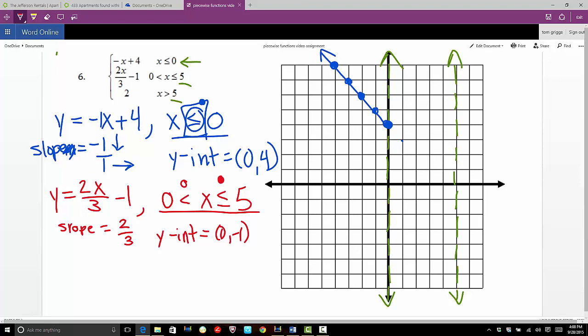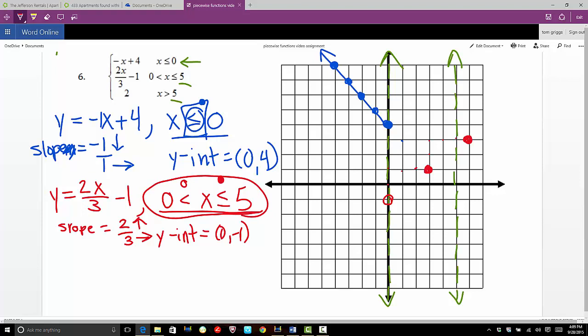So let's graph this line. A lot of times, if you just graph the whole line and then erase afterward, that's easier for some people. So I'm going to start at (0, negative 1), and I'm going to go up 2, to the right 3 from that point. Up 2, to the right 3. Up 2, to the right 3. And we could do the opposite. We could go down 2, left 3. But again, we only want the points in between 0 and 5.